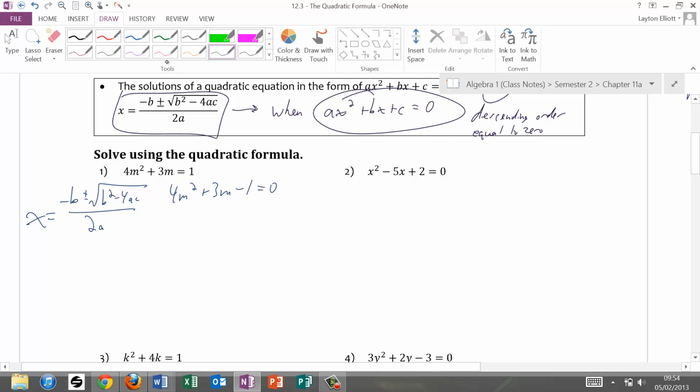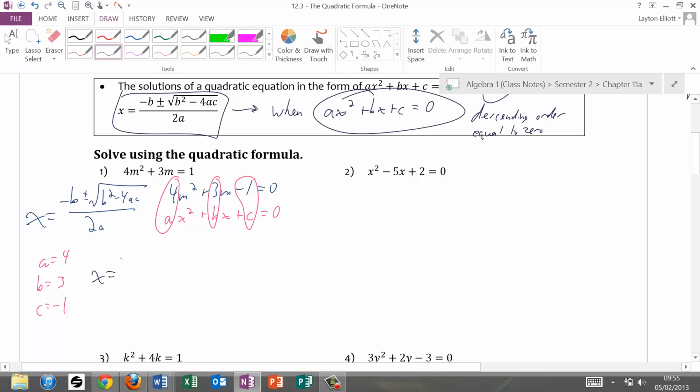If I compare that to the quadratic form of an equation, ax squared plus bx plus c equals 0, I can pull apart that a must be 4, b must be 3, and c has to be negative 1. I'm going to write that off to the left side: a equals 4, b equals 3, c equals negative 1. Now it's simply a matter of substitution.